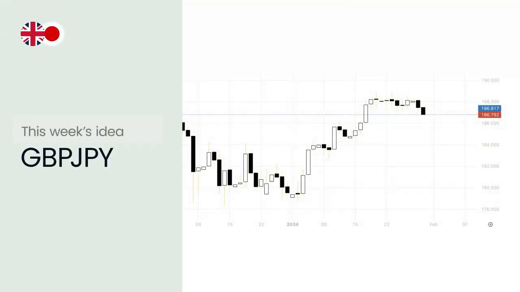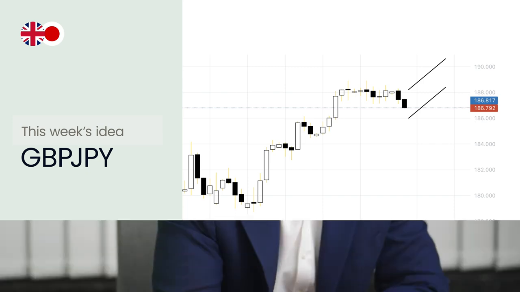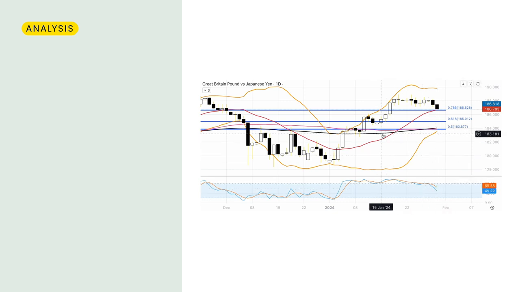Okay, so my attention for this week is on the pound-yen pair for a potential buy trade with a target around the 190 price area. The price is trading just above the 78.6% of the daily Fibonacci retracement level and the 20-day moving average, which is a strong support level from a technical analysis point of view. The stochastic oscillator has retraced from the extreme overbought levels and is now in neutral area, indicating that the price has the potential to move to either direction in the near short term.